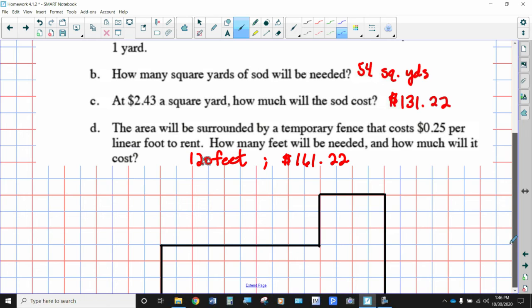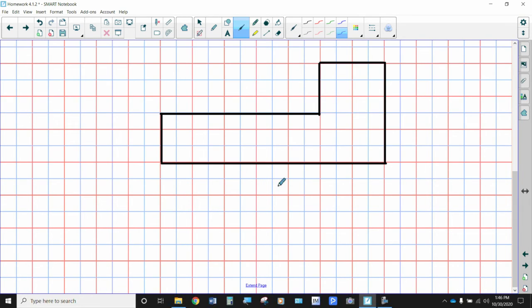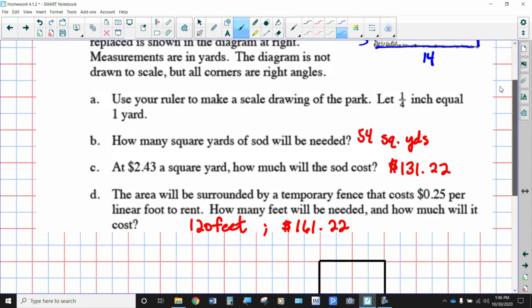Oh, by the way, here's your scale drawing. I don't know why. There you go. There's what the scale drawing should look like if we took the number of units. 1, 2, 3, 4, 5, 6, 7, 8, 9, 10. 3, 4, 6, and 4 and 10 make 14. So that's the way it should look.